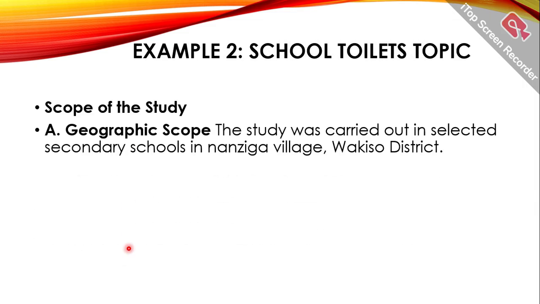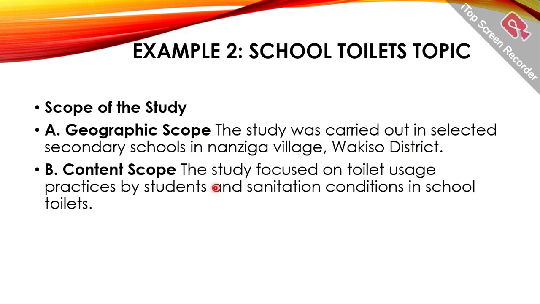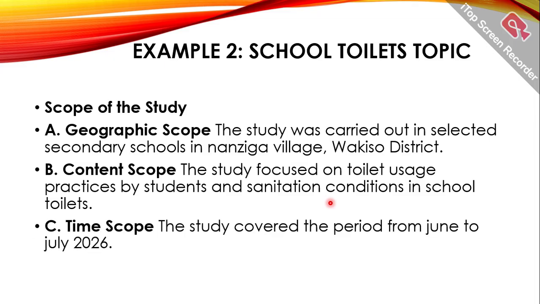School toilets topic. If this person was there, the study was carried out in secondary schools in Nanziga village, Wakiso district, and the study focused on toilet usage practices by students and sanitation conditions in schools. So the variables are toilet usage practices by students, and then the other variable is sanitation conditions in schools. So if you observe this, it was so common. This is just very simple to write. Study focused on toilet usage. So this variable is connected with the other.